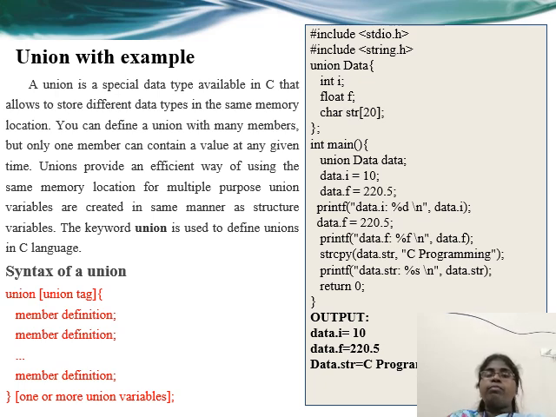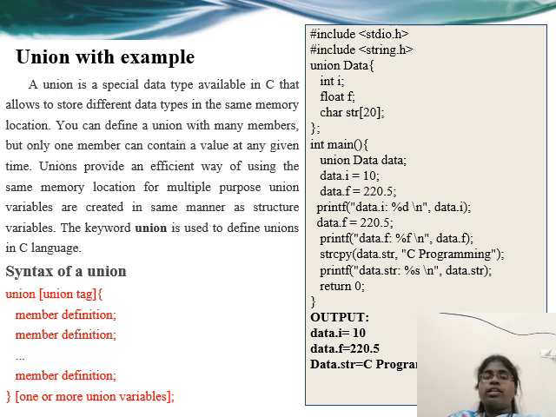Then we go to the main function, open curly, union Data data. data.i equals 10. data.i is integer. data.f is data float. Then the printf statement: data.i equal to %d, data.f equal to data float 220.5 times. Then the printf statement for data.f: %f \n, data.f.